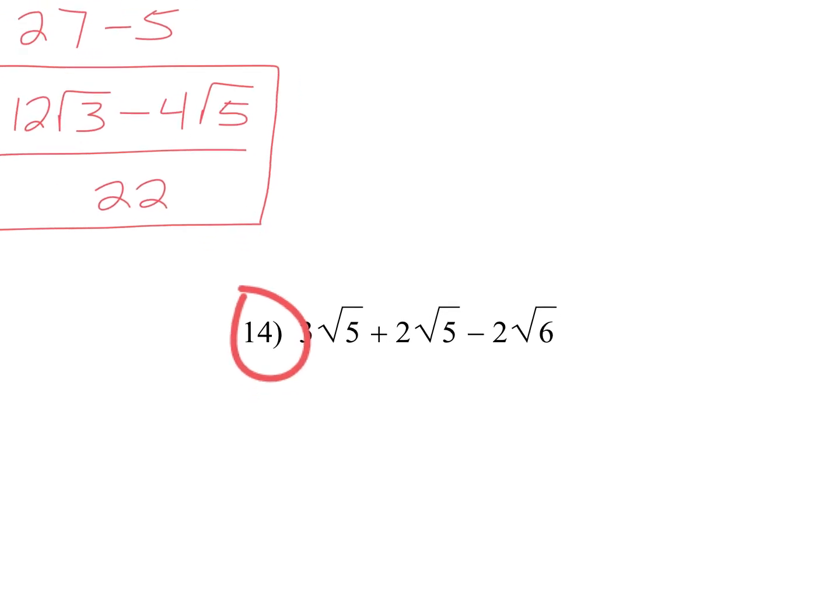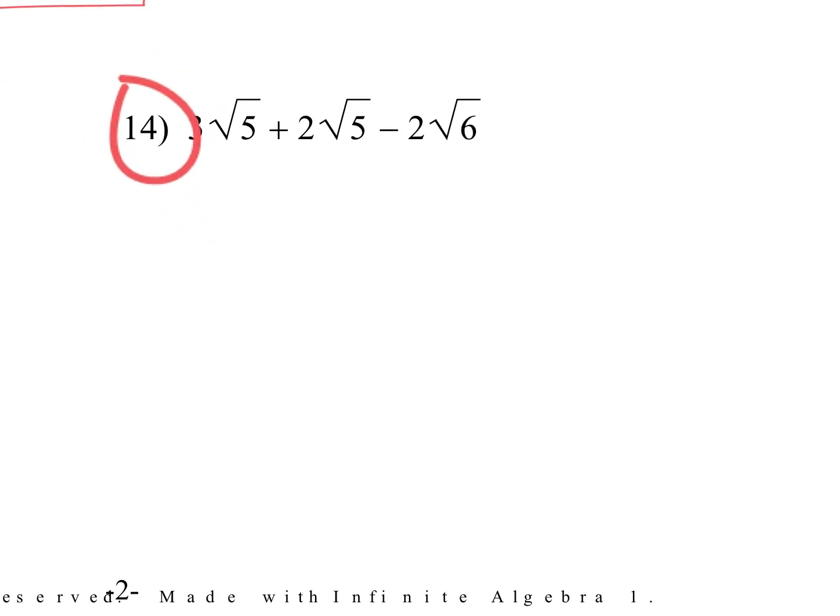Okay, let's look if we have 3 or more terms. You still want to look for those like terms. What like terms do I have? Do I have any? The 5s are like terms. So let's combine those. 3 square root of 5 plus 2 square root of 5. 5 square root of 5. Remember, you're just adding those two numbers in front.